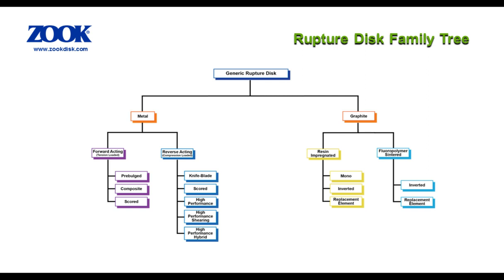Graphite disks are made from naturally occurring black graphite that is simply machined into a rupture disk. The first thing to know about graphite is that in its raw state, it is essentially a black carbon sponge with approximately 13% porosity. To remove the porosity and create impermeability, there are two processes undertaken by ZOOK.